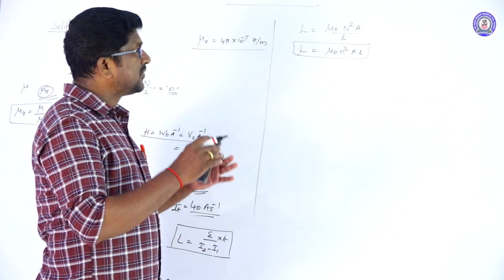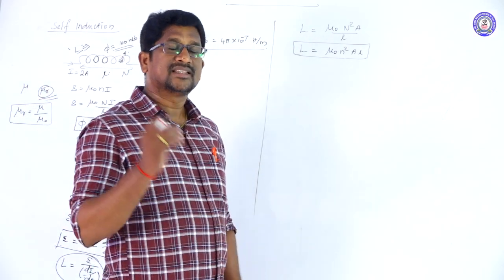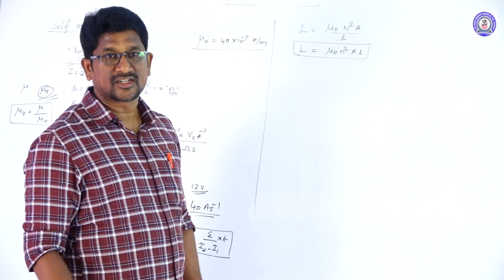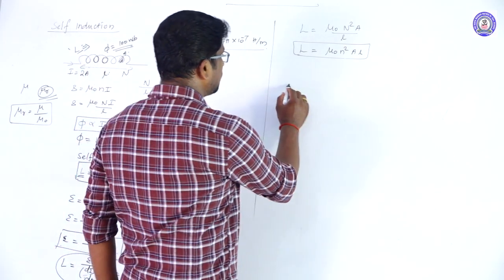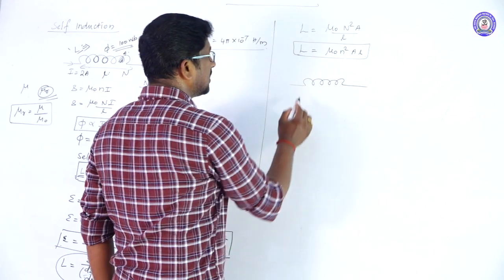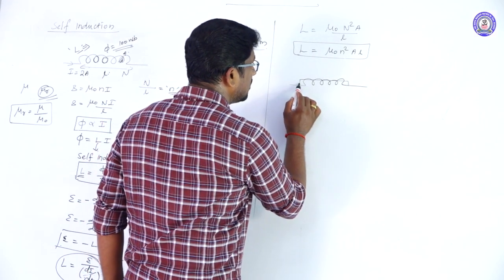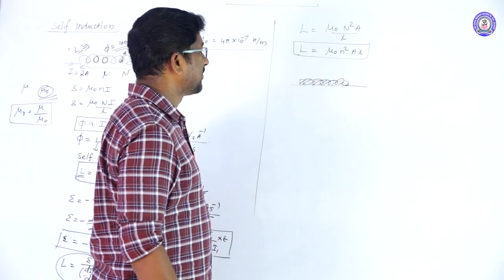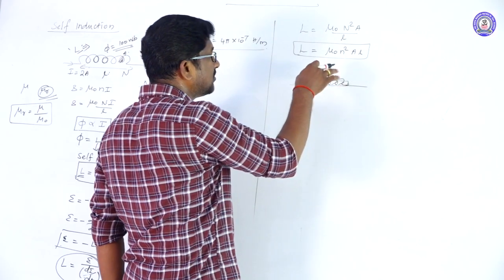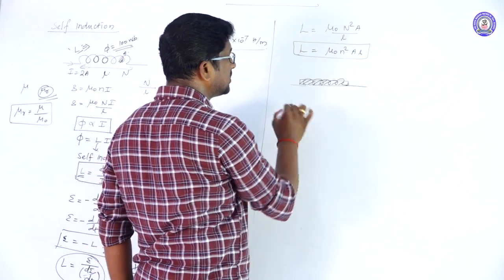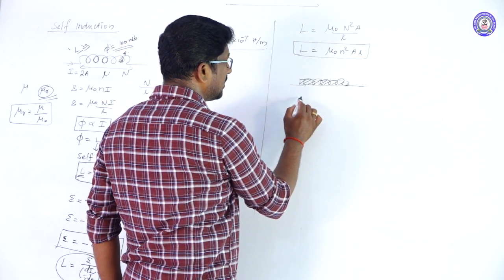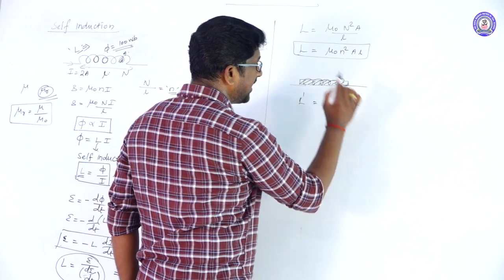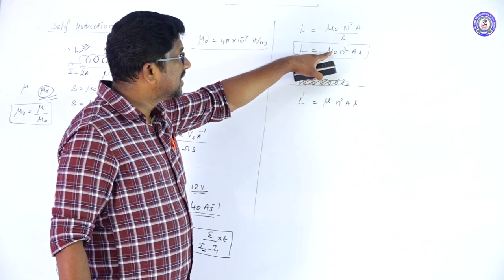Suppose any material is introduced inside the solenoid, the self-inductance of the solenoid increases. Suppose this is a solenoid, and an iron rod or any material is introduced inside the solenoid. Then the self-inductance of the solenoid, after introducing the material, is given by L prime is equal to mu n square A into l, where mu naught is the permeability of free space.